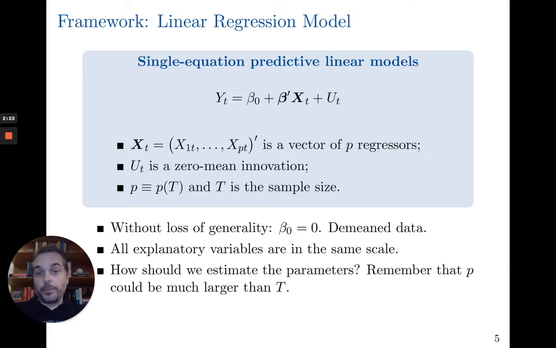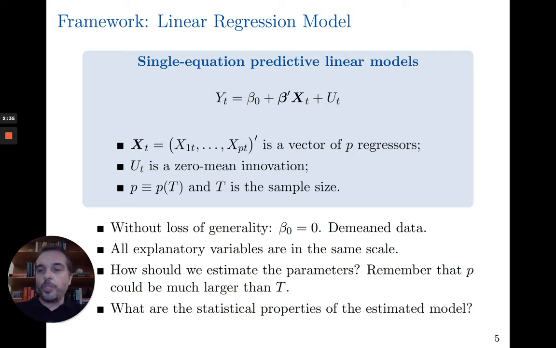And of course, we want to estimate the parameters. So how are we going to estimate the parameters, especially in situations where the number of parameters to be estimated is much larger than the number of observations, okay? And once we have an estimator, what are going to be the properties of this estimated model?